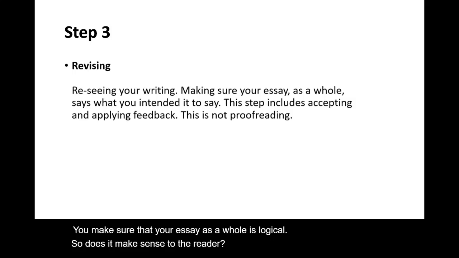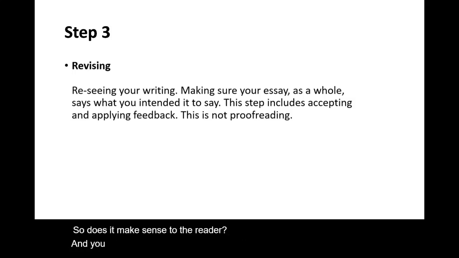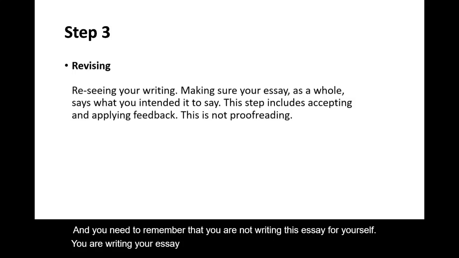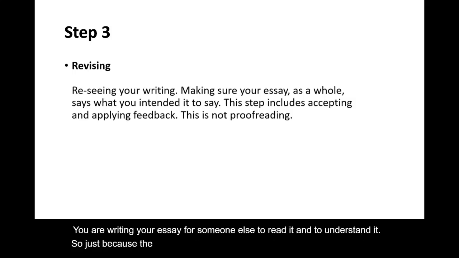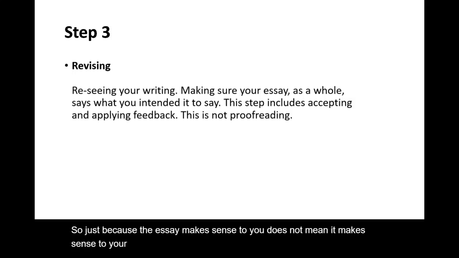And you need to remember that you are not writing this essay for yourself. You are writing your essay for someone else to read it and to understand it. So just because the essay makes sense to you does not mean it makes sense to your reader. You are writing to your reader.